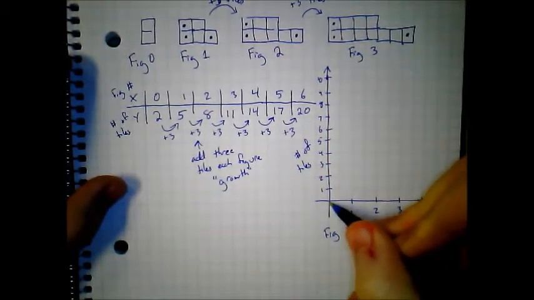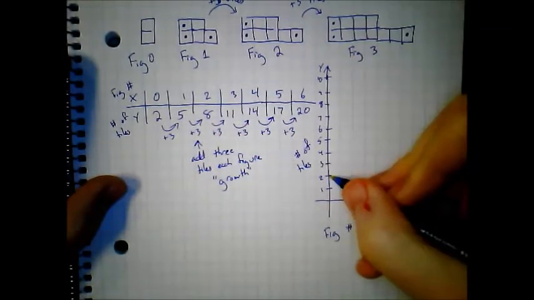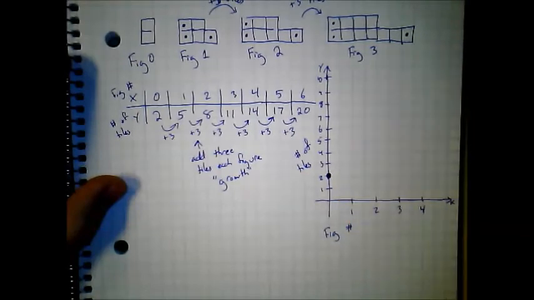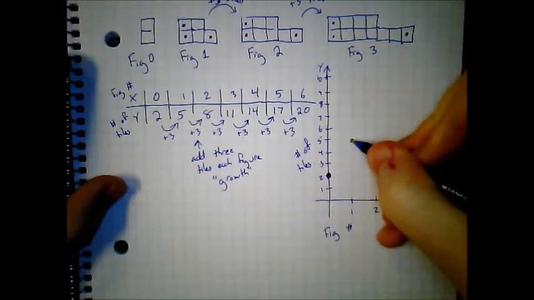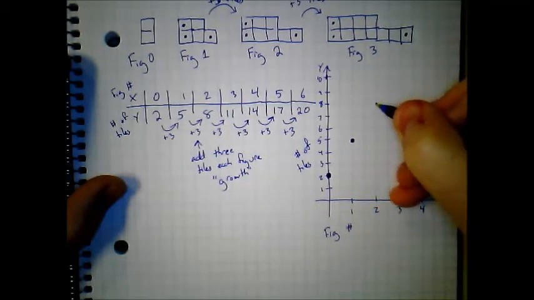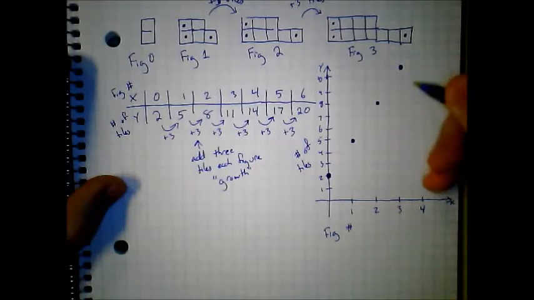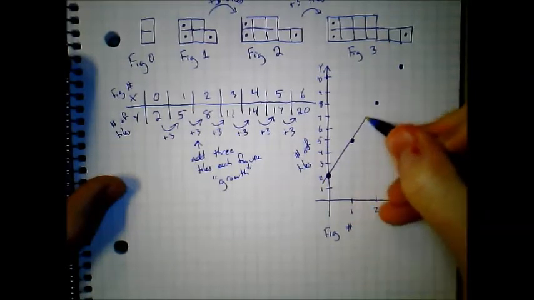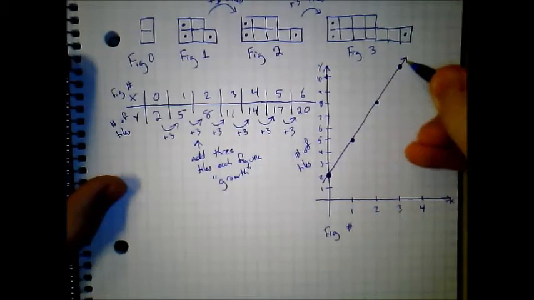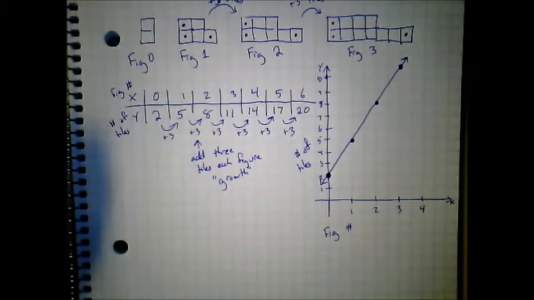Figure 0 stays on our y-axis, so figure 0 has 2 tiles. Then figure 1 has 5 tiles. Figure 2 has 8 tiles. Figure 3 has 11 tiles. So now we're going to draw our line through these points, with arrows on both ends. So here's our graph for this tile pattern.